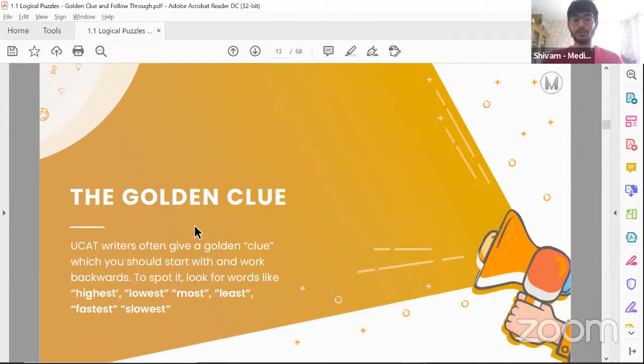Well, the golden clue is basically spotting words that end with EST. That's how I remember it. It's thinking about words like the highest, the biggest, the most, the least, the fastest, the slowest. So any word that is really exaggerating or is on one end of the spectrum. So it might be the largest building in the world. It might be the smallest country in the world. This is where you have to pay as much attention in the question.